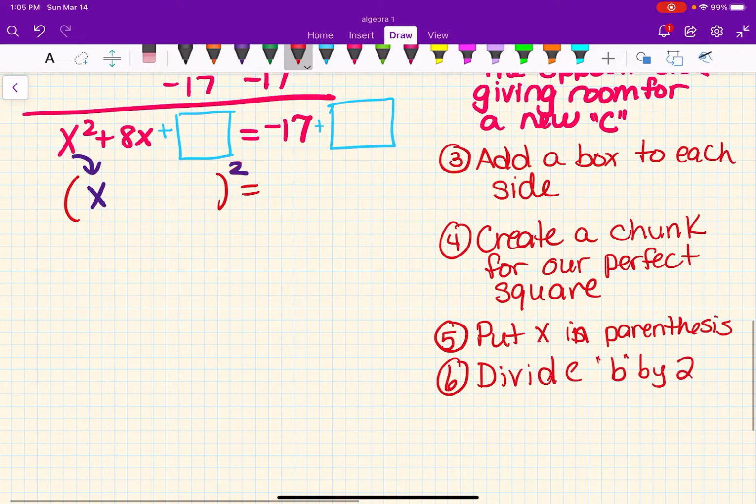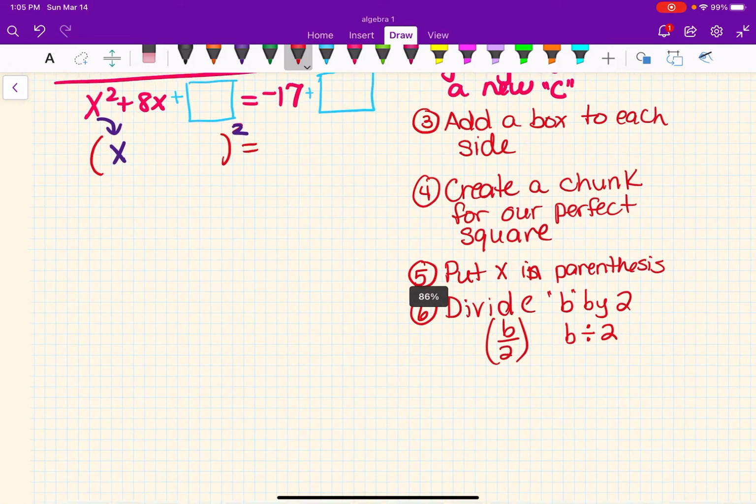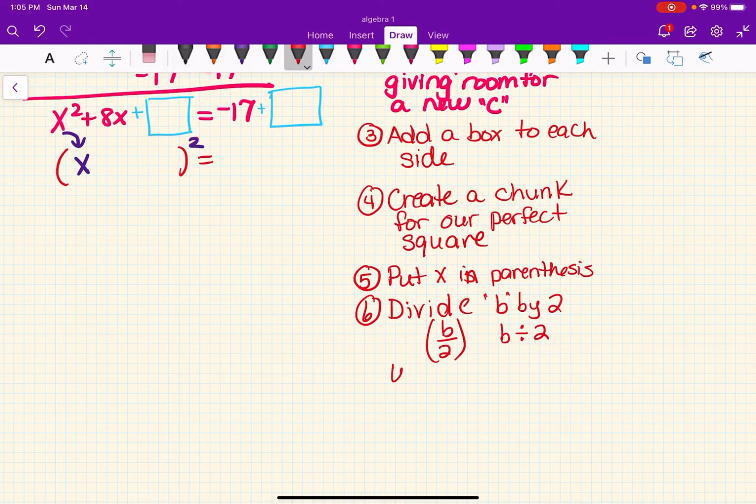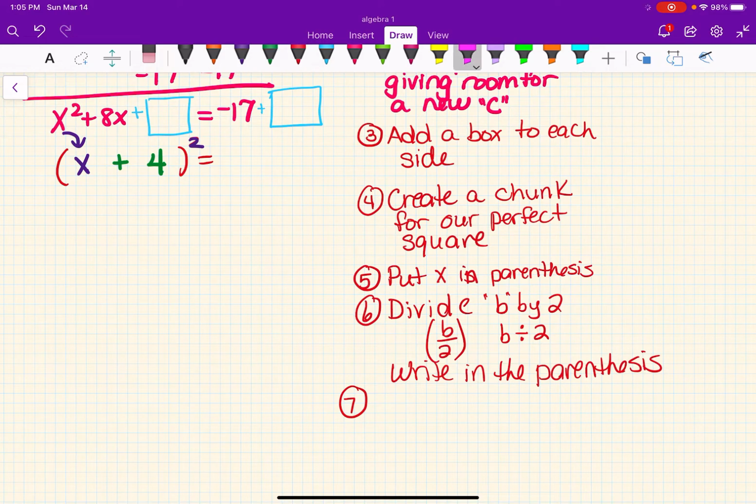By 2. In other words, b over 2, or b divided by 2. And we're going to write that in the parentheses. I'm running out of room here. Okay, so half of 8, just the 8, not the x, half of 8 is 4. So that goes in the parentheses. Okay, now what goes in the box is the square. And I know to do this because, look, it's telling me I need to square that 4.